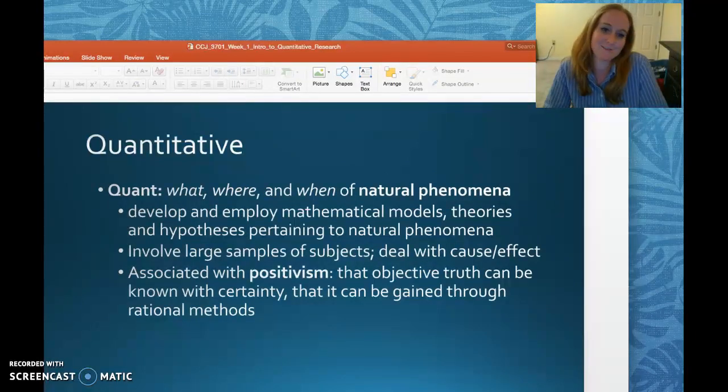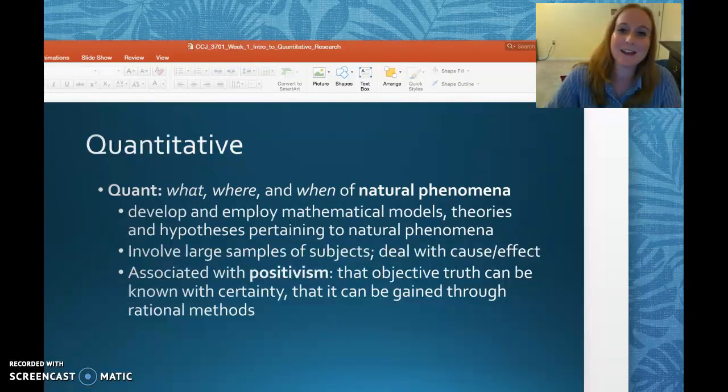So quantitative. Quant is the what, where, and when of natural phenomena. So we use mathematical models, we make predictions, hypotheses pertaining to what we think is going to happen. We usually get large samples of subjects, meaning people, and we look at cause and effect. Associated with positivism, we can find some kind of objective truth with a degree of certainty that we can gain through rational methods. And so it's something that can be quite easily replicated. We should all get the same result if we're analyzing the same data and using the same statistical technique. If we don't, something is wrong.